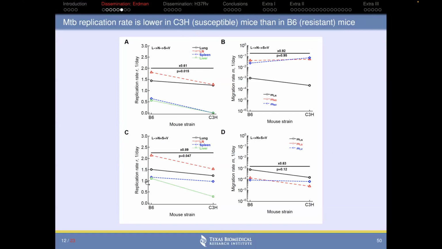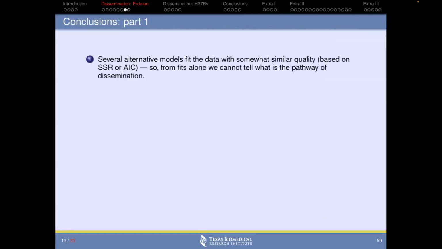And then this is for another model. So this is one pathway of dissemination. This is another pathway. We find the same consistent lower replication rate. However, the rates of migration between the tissues, even though they were dependent on the model, they were not very much different between the strains. So something is different between these two mouse strains, that the bacteria replicate at different rates. But the dissemination occurs at least with similar kinetics.